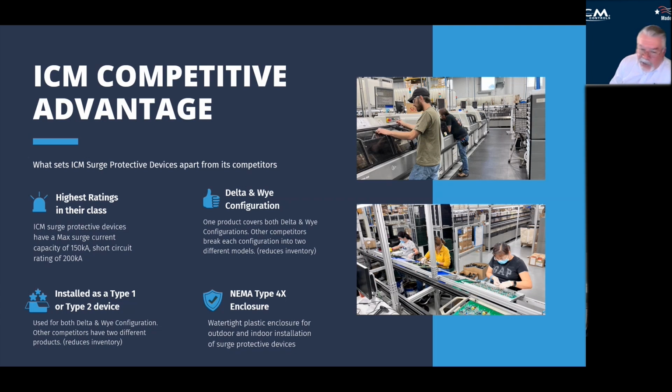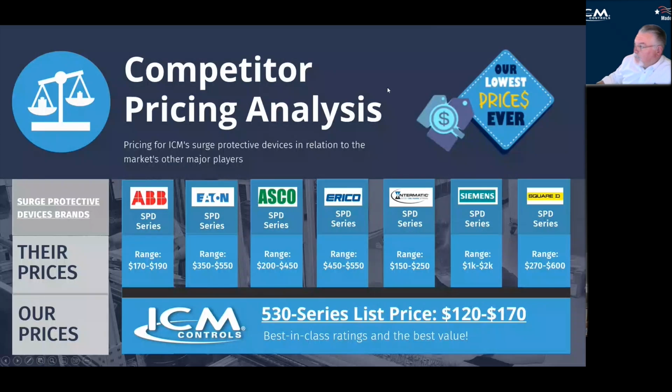Delta and Y configuration, a lot of those competitive models, they're selling you a different product. You have to carry a ton of different SKUs and everything. Ours is kind of all in one, and that's really great. And the fact that it's a type 1 or type 2, and NEMA 4, suitable for indoor or outdoor. So it's a really, really great device. And these are actual pictures of our production facility. We make everything right there in-house. It's just really an awesome place.